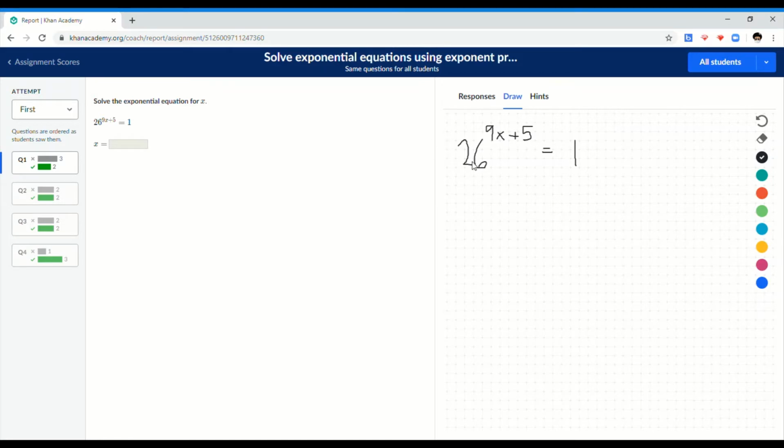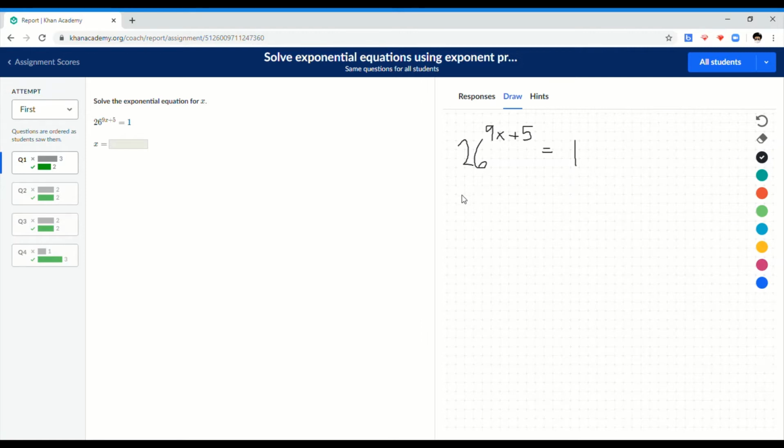We have 26 raised to the 9x plus 5 equals 1. We need to get both of these bases the same. So right now it's at a 26. This one's at a 1. They are not equal to each other. How could I make a 1 be a 26? Because if I have the same base, I can use our log tricks.